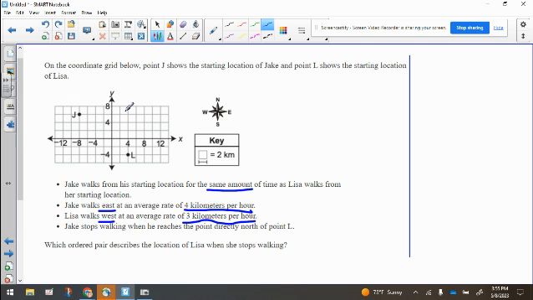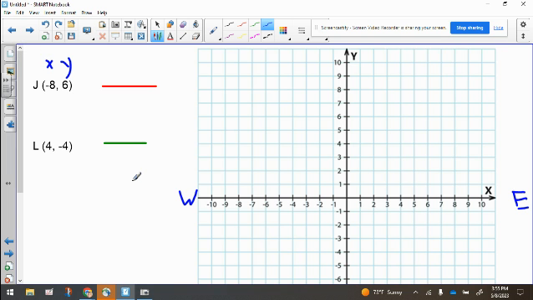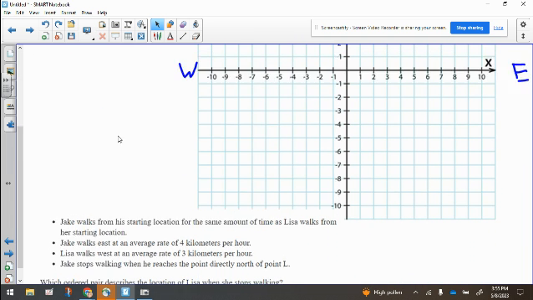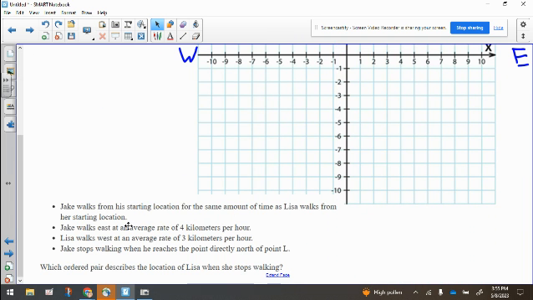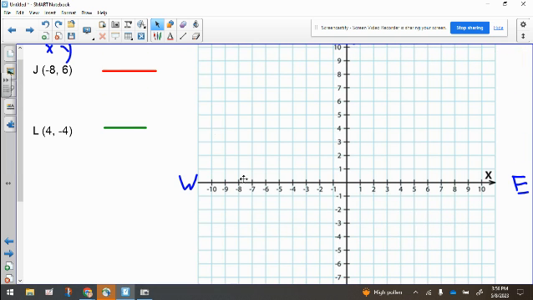Now, I think this particular coordinate plane going by twos is too confusing. So I propose that we look at a more traditional coordinate plane where each line represents 1 unit. Let's first think about Jake, because the directions say he walks east. East would be going to the right at an average rate of 4 kilometers per hour. So each line is representing 1 kilometer.